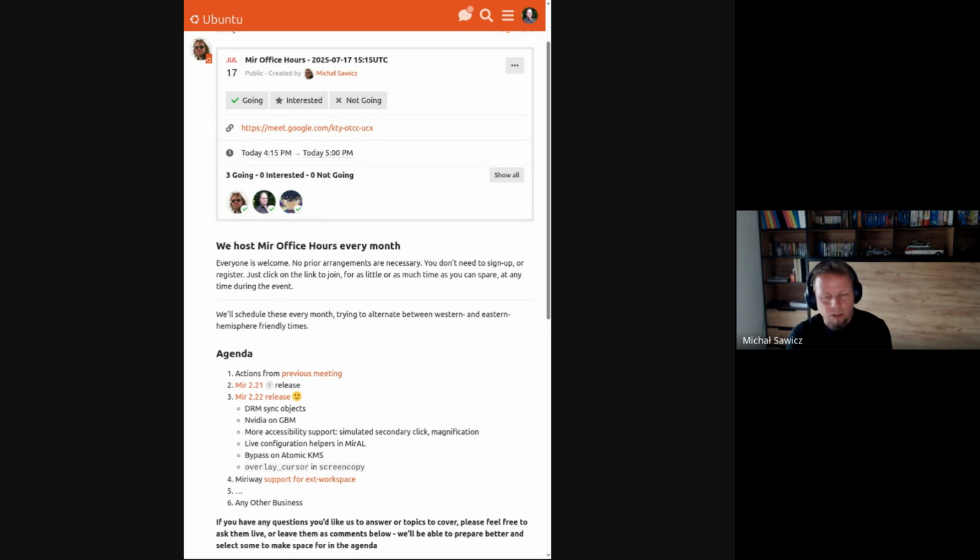On the graphics platform side, we got Atomic KMS last time or the previous time, and now we have bypass there. So if you have a full screen surface, the compositor is going to sit to the side and just let the thing through. And a small but important feature, overlay cursor, is now supported in screencopy. And I think that's all I picked out from a quick glance at it.